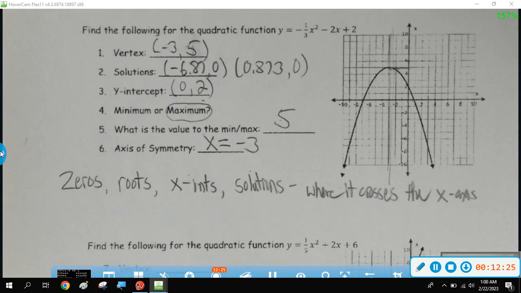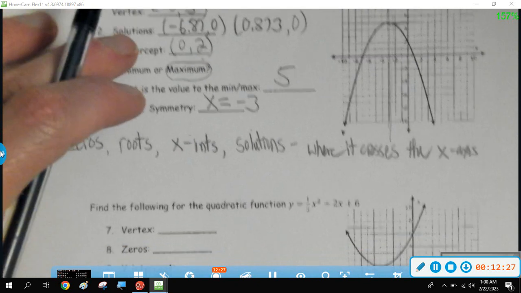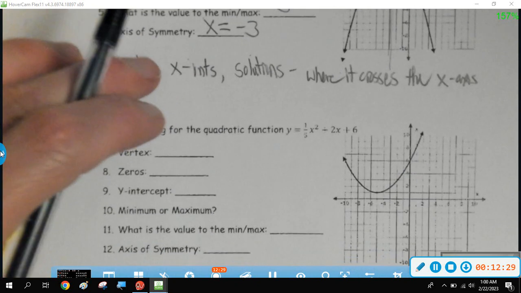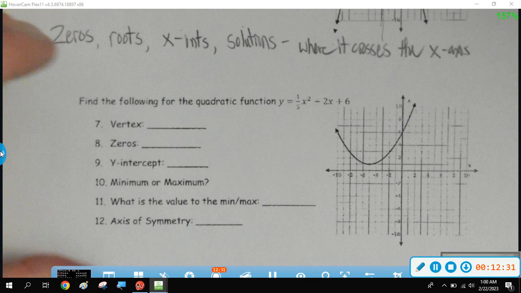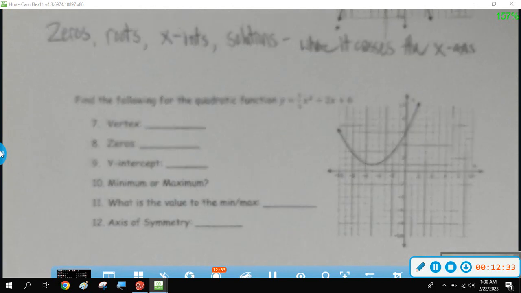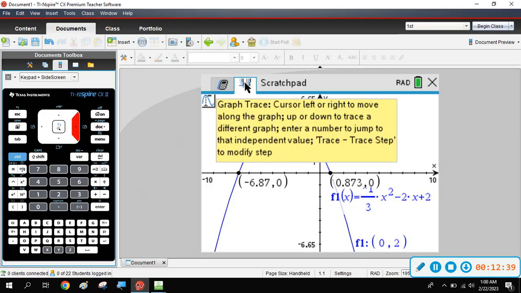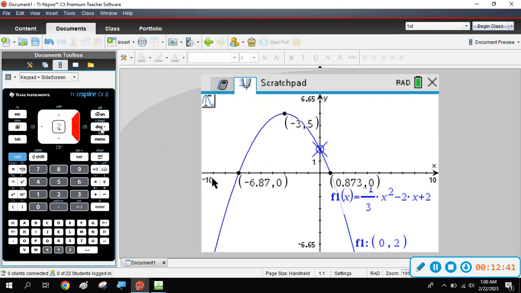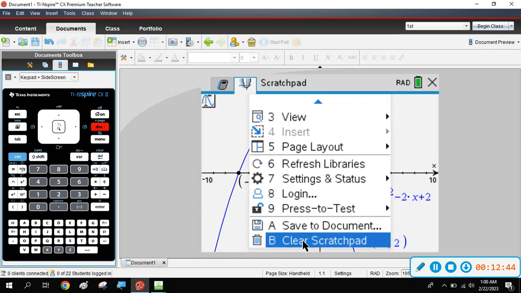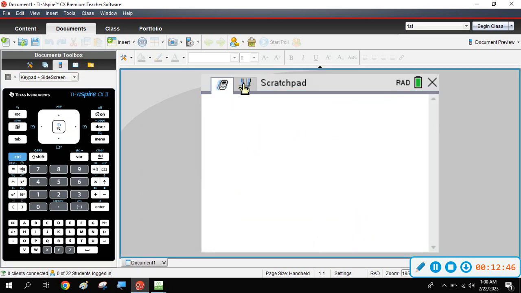All right. Let's try one more example now from this section. So again, I've got another equation that I need to find all of these characteristics for. So I'll go back to my calculator, and whatever's here, I need to clear it off. How do I do it? I do it with doc and B. In case you don't remember, that's how you clear off the scratch pad.